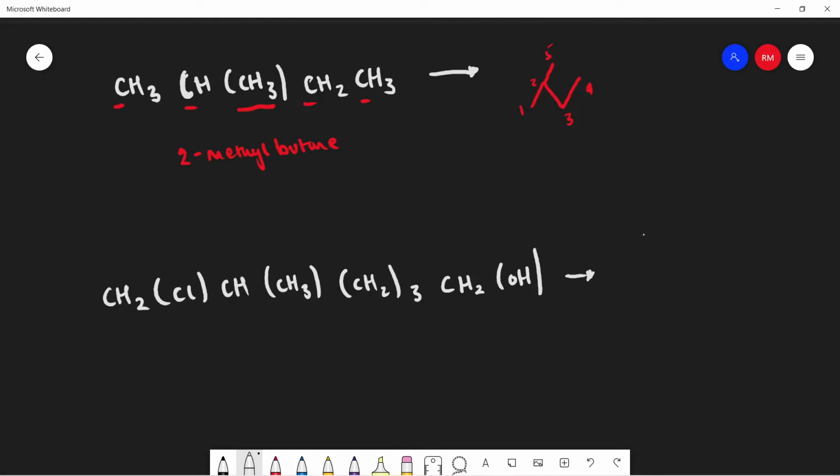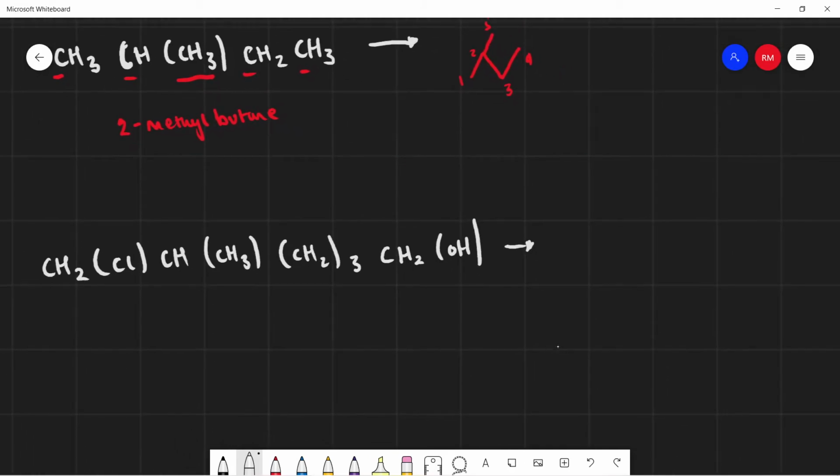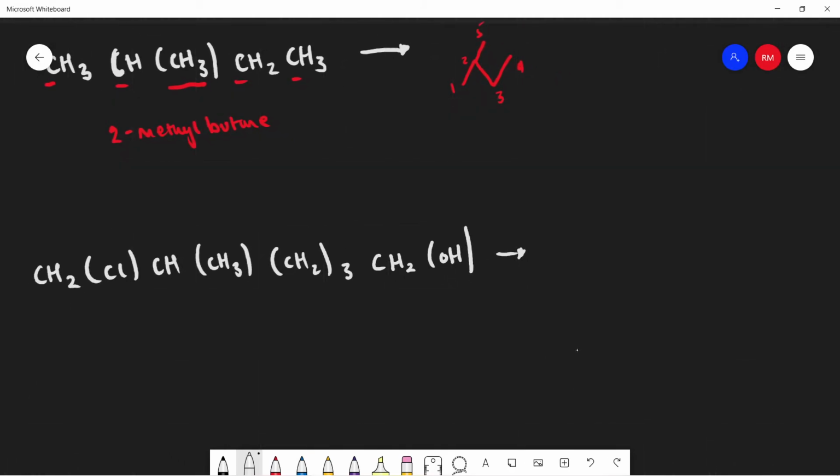Now this is a bit more complicated, so if you're having trouble naming this, don't worry as much. But if you guys could draw the skeletal formula for that, that would be great.